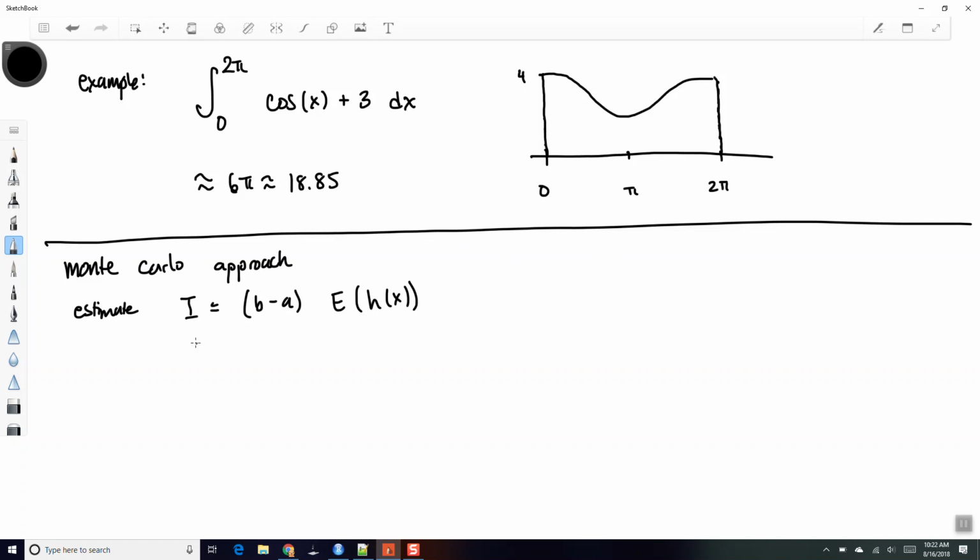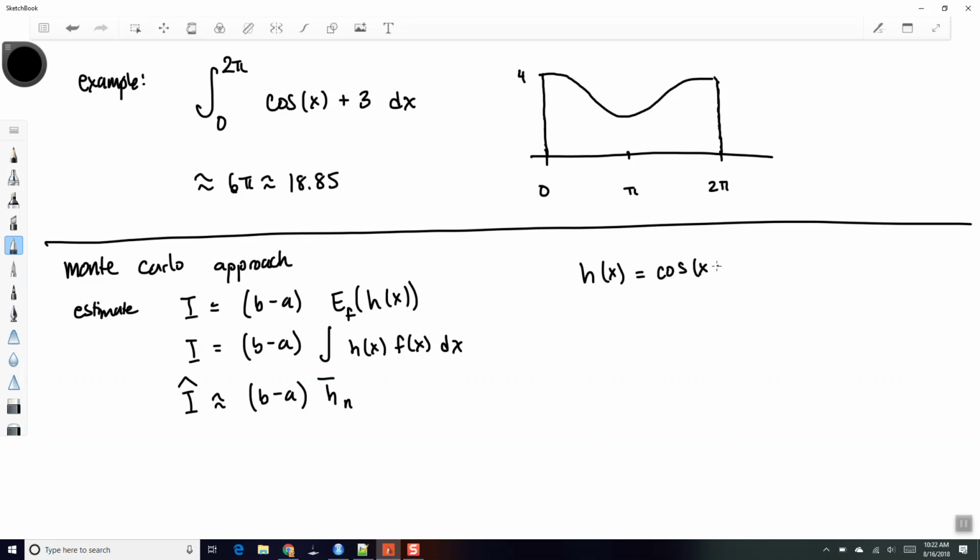So this is going to be b minus a, and the expected value of h of x is the integral of h of x times f of x dx, okay? And then we can replace that and say this is approximately equal to b minus a times our Monte Carlo estimator. And our h of x is going to be this function, cosine of x plus 3.